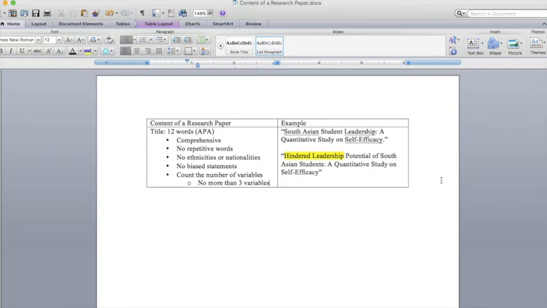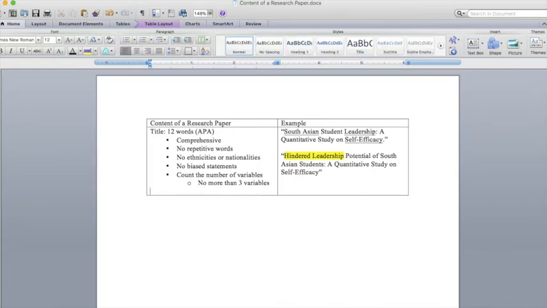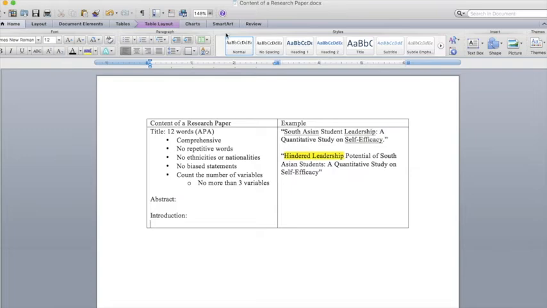a title to work with. Now the next thing that we need to do is to write our abstract. At this point I can't write anything about my abstract because I don't know about my study. So usually researchers write the abstracts towards the very end, so we'll just keep it right here and then we'll start with the introduction, the next important section of a research paper.